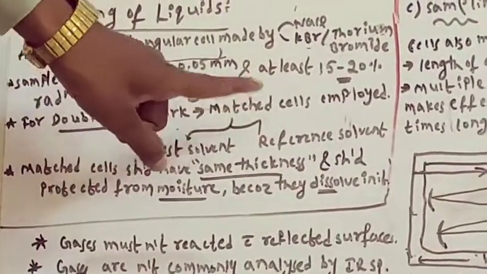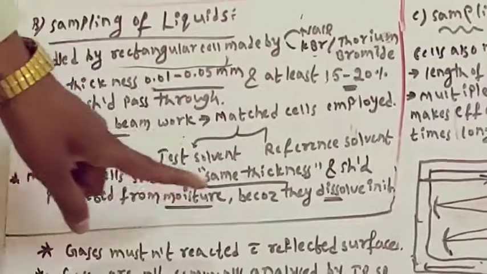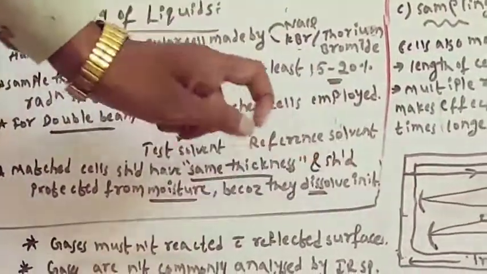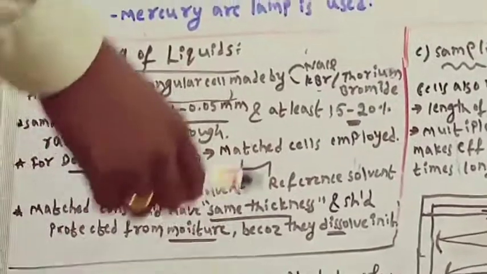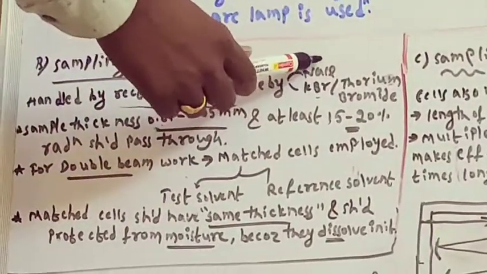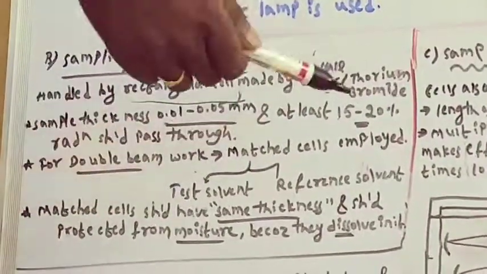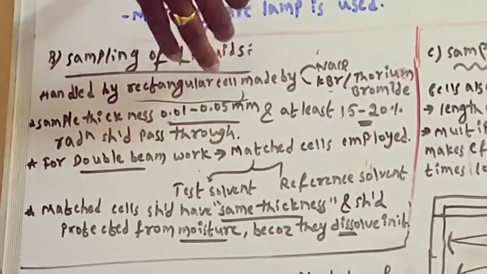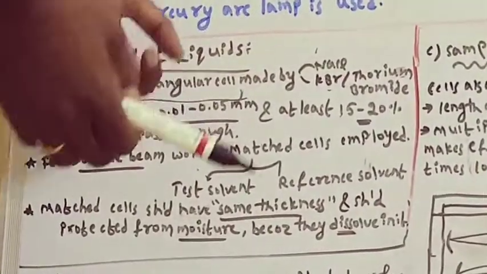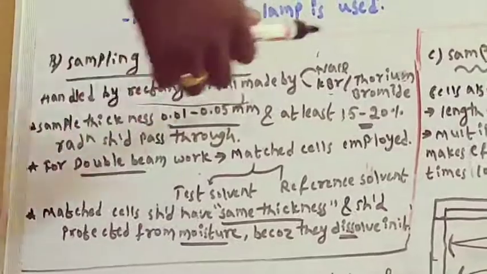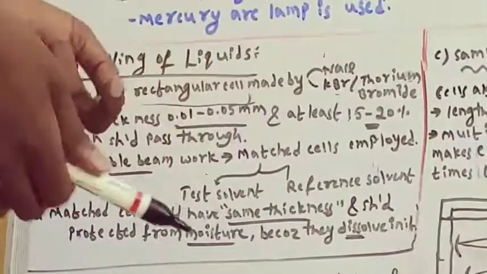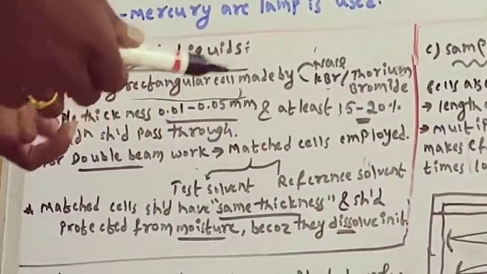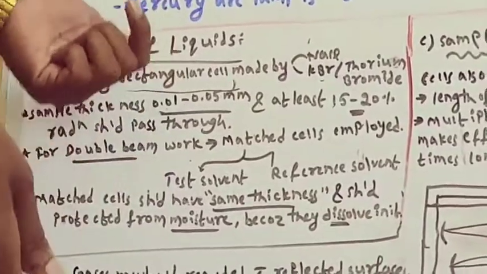They should be protected from moisture because they dissolve in it. These cells can be dissolved because the cells are made of salts. NaCl, KBr, thorium bromide, all these are soluble salts. If any moisture contacts these cells, they will be dissolved, so it leads to errors in the results. So that is about sampling of liquids.